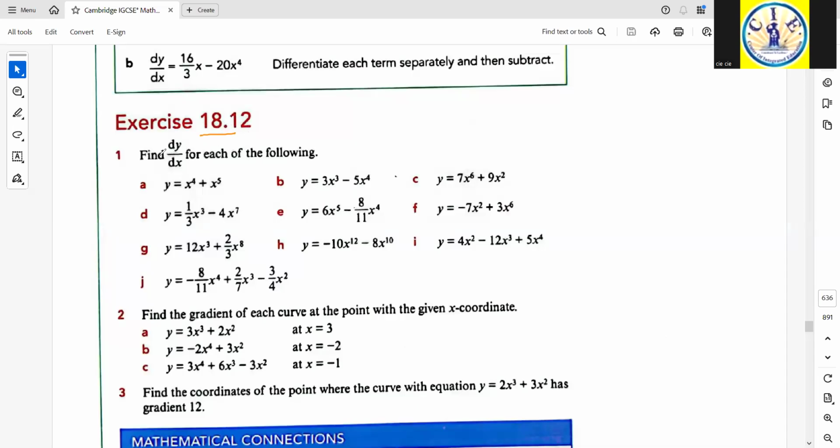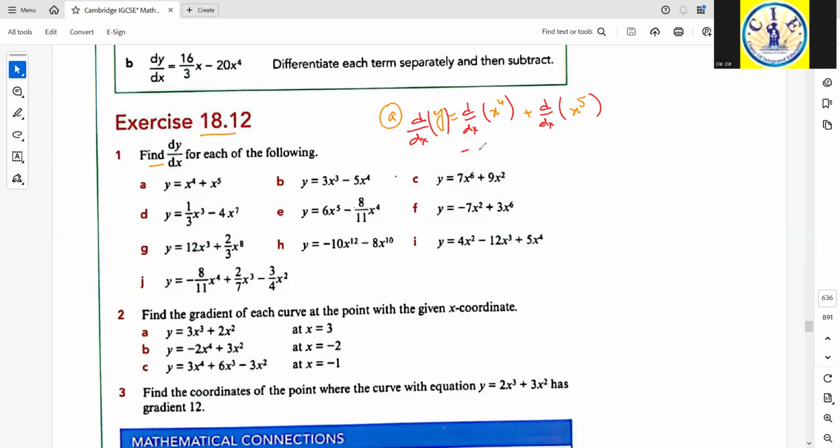Exercise 18.12. Find dy by dx for each of the following. In part A, we have y equals x^4 plus x^5. When we need to differentiate them, we would write d by dx of this term plus d by dx of this term.